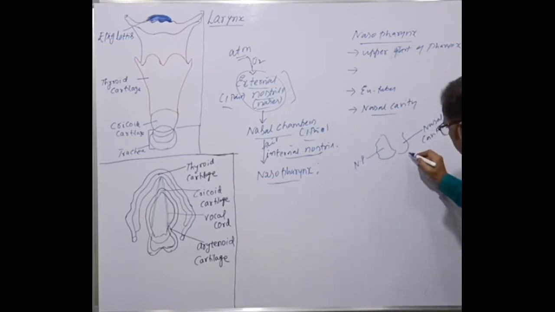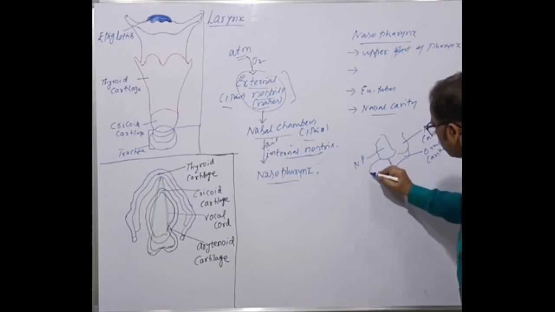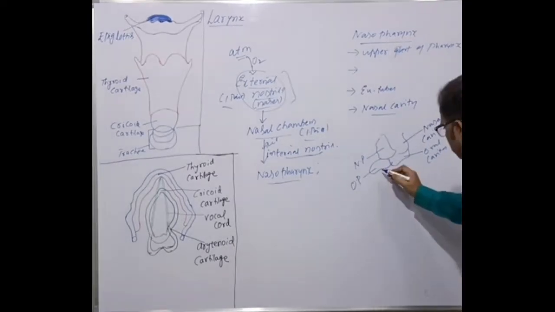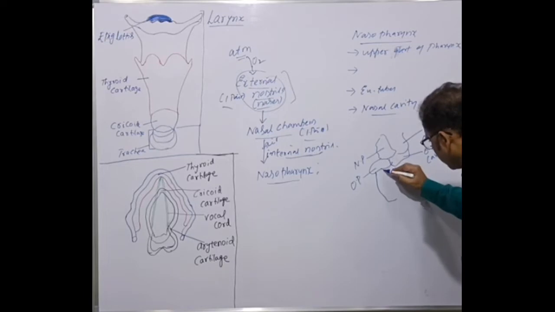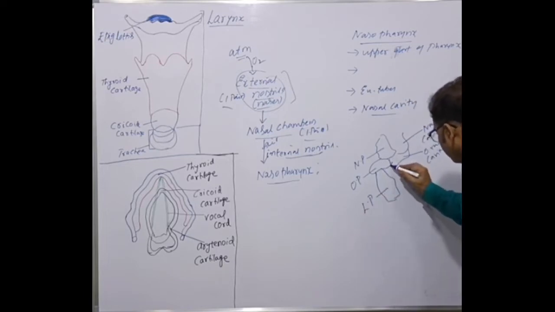Here is the oral cavity. This is the oral cavity or buccal cavity, as the case may be. And here, this is the oropharynx. What is this one? Oropharynx. And the next one, the third and last one, is the laryngopharynx. This is the laryngopharynx. Which one is it connected with?